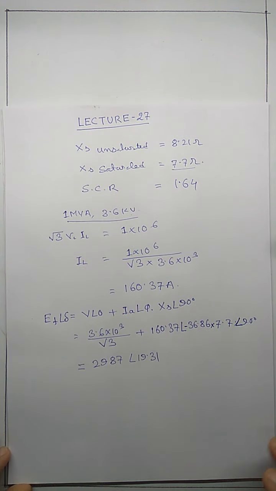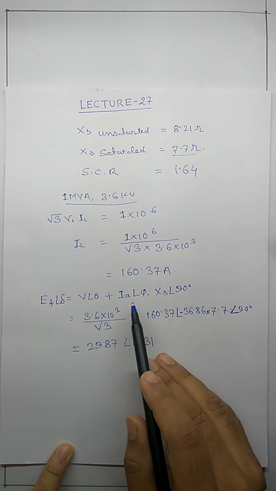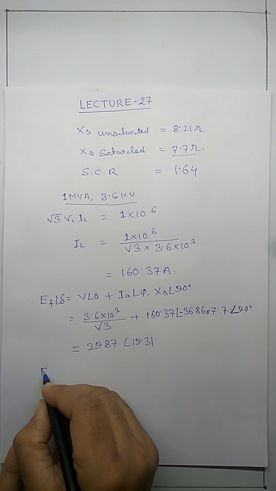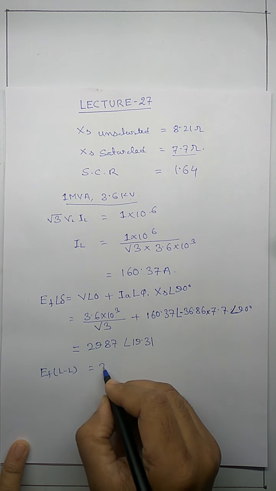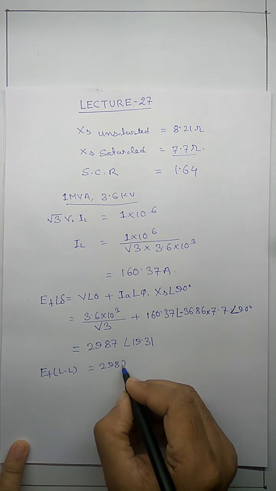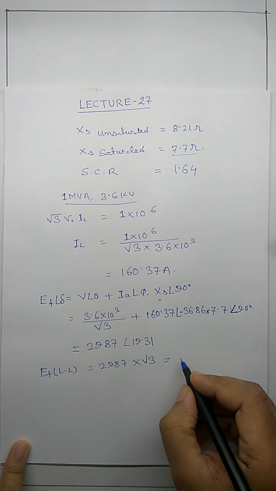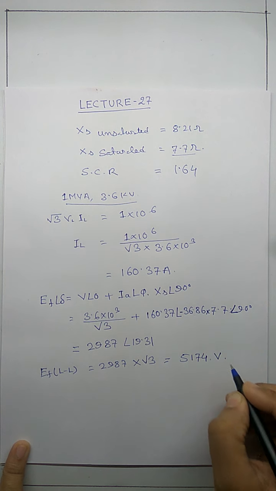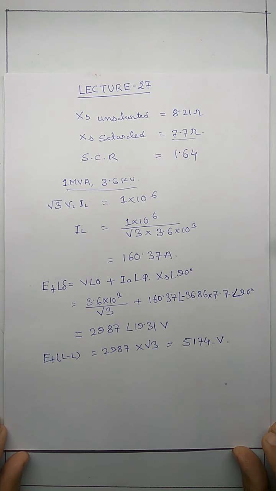Now this is the phase value. Since we have put all the values here as phase values, this is also a phase value. So what is the E_F line to line? It will be 2987 into root 3. So that will be 5174 volts. So this is my induced EMF.